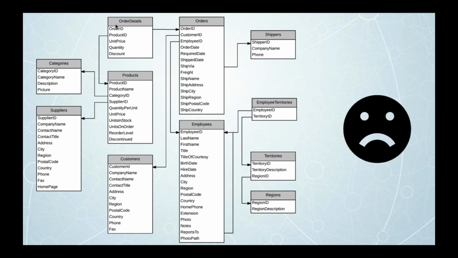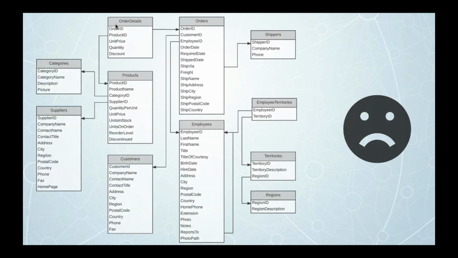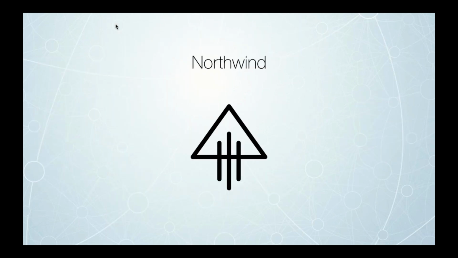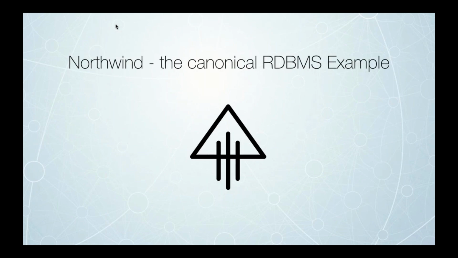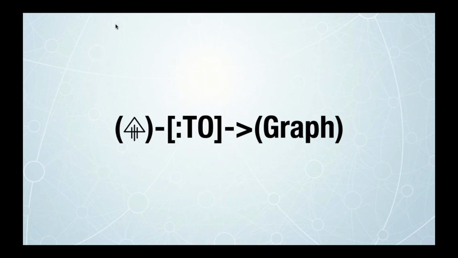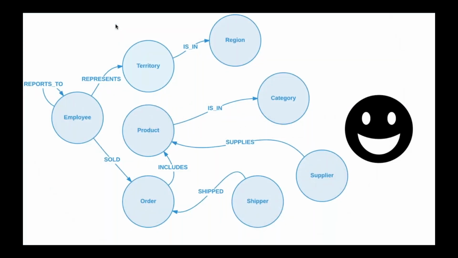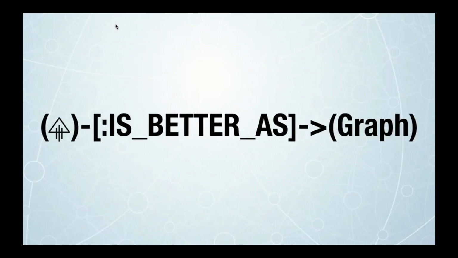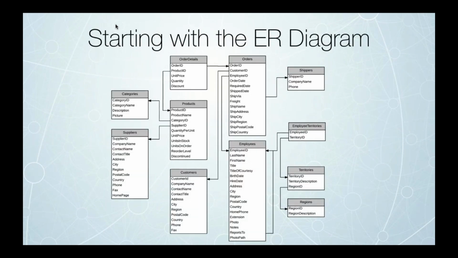ER diagrams to me make me a little sad because they're a little bit hard to read. They're kind of like a graph, but we're going to show you that Northwind, the canonical relational database example, will be better as an actual graph. And that's because you can read it. So an employee represents a territory, and that territory is located in a region. An employee sold an order, which includes a product, which is supplied by a supplier. You get the point? So Northwind is better as a graph. So let's show you how that works.